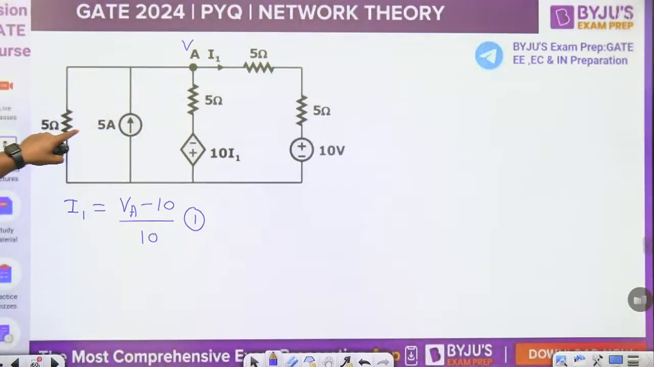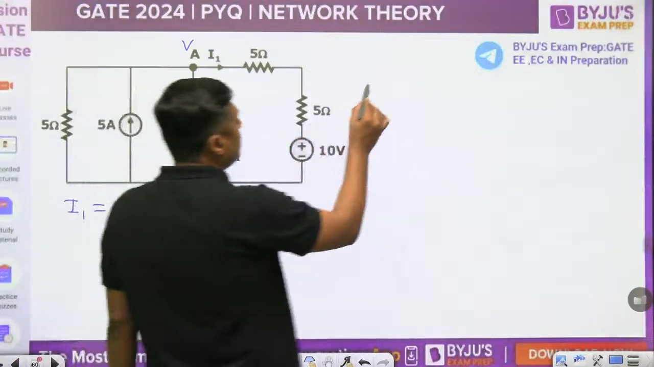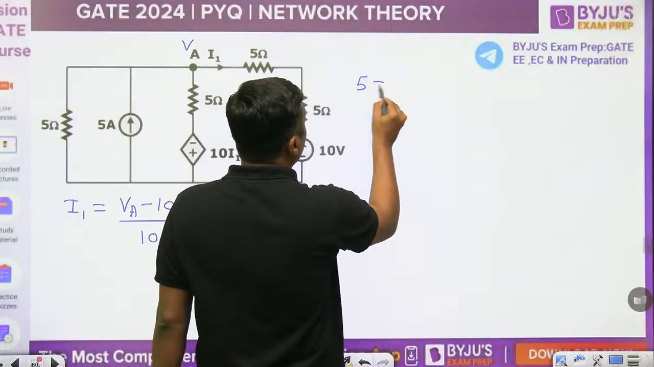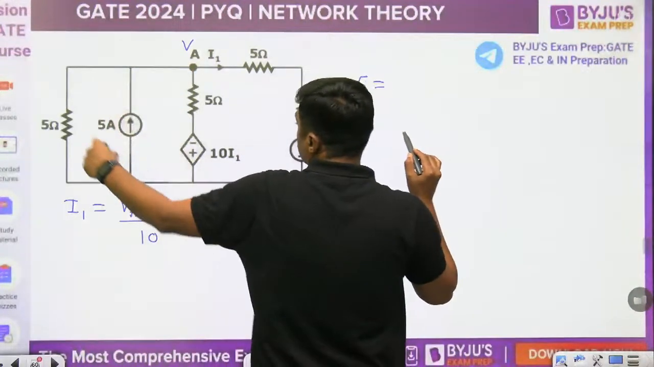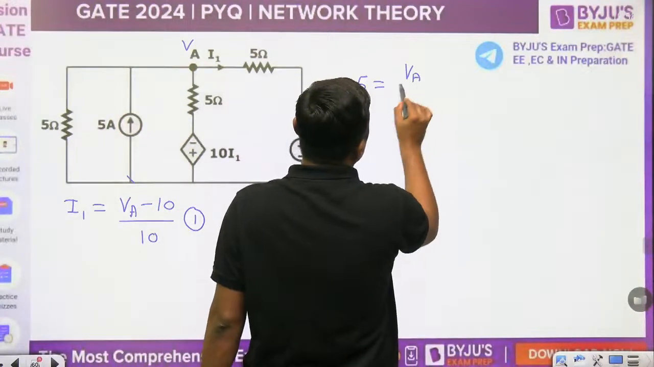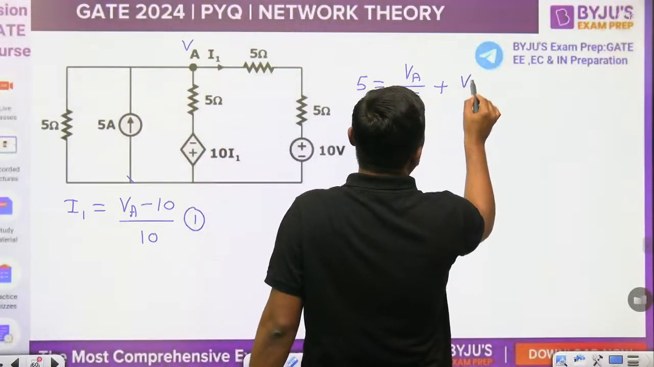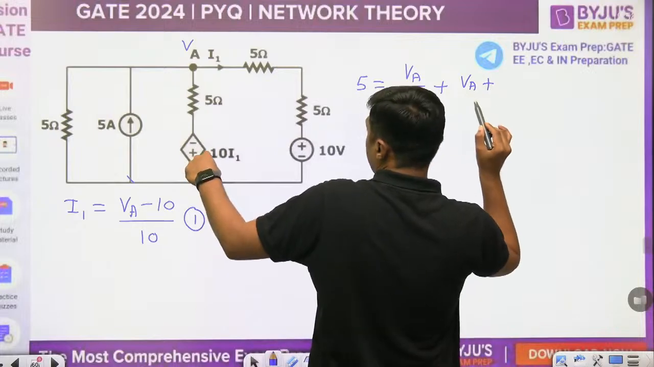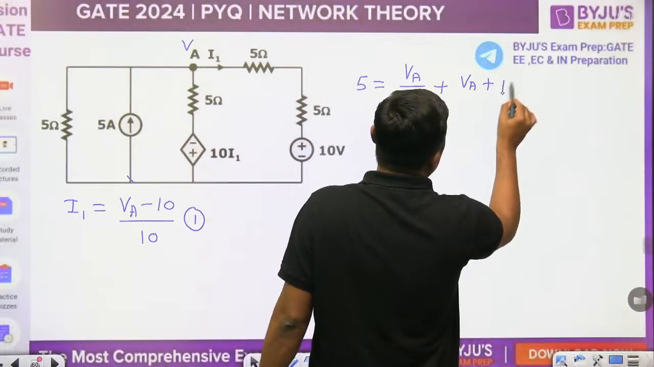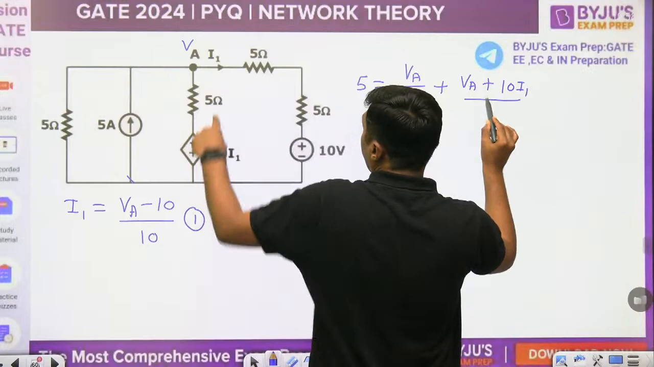VA minus 5. This is the incoming current. Now 5 ampere is the incoming current. So what is the incoming current? 5. What are the outgoing currents? VA minus 0 by 5, plus VA minus minus plus 10. It will become plus because it is a minus polarity. 10 times I1 divided by 5.